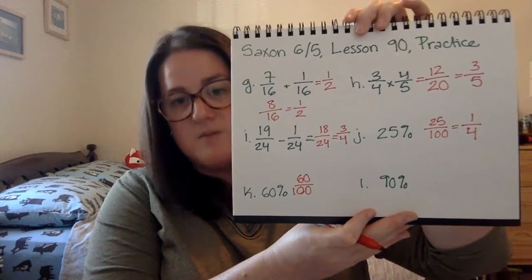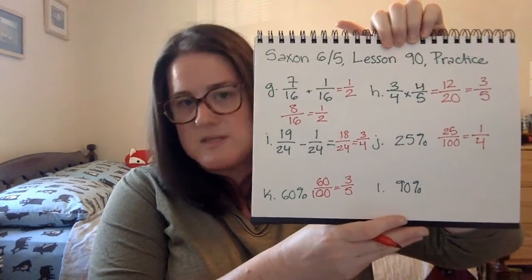K is asking for 60%. The first thing I'm going to do is turn it into a fraction. My percentage becomes my numerator. My denominator becomes 100. Next, I'm going to reduce. Now, I already did reduce, back on problem F. So I know that 60 over 100 reduces to 3/5. Ta-da!